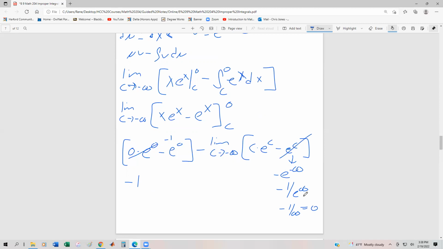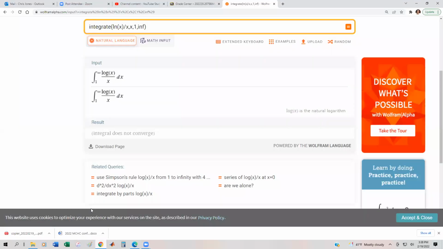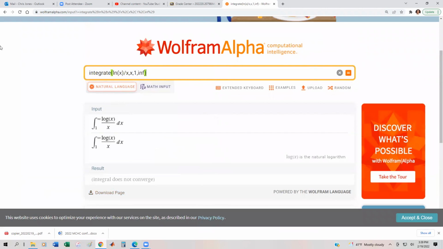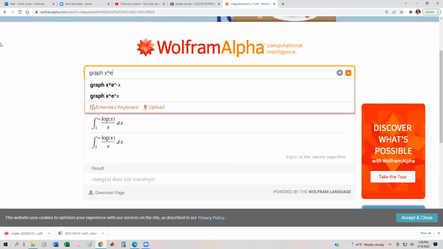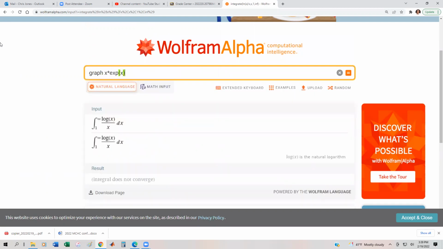But what about c e to the c? One way you can try to resolve this is by graphing the function and looking at its long-term behavior as it approaches negative infinity. So on a graph here, let's just graph x e to the x and see what happens.